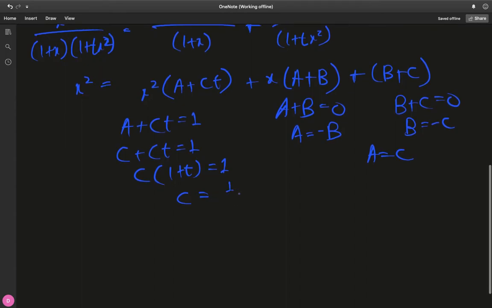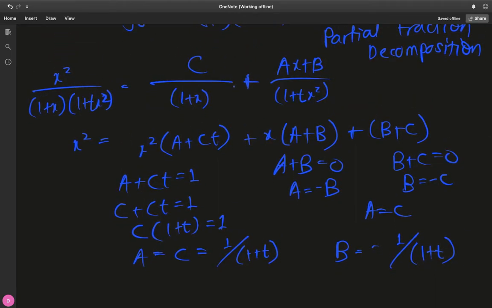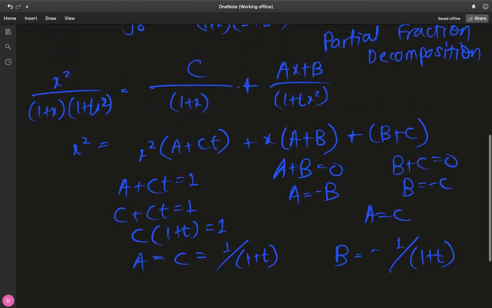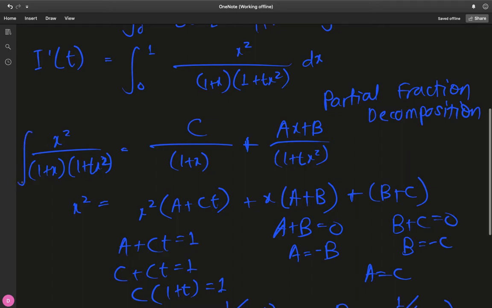So we have 1 over 1 plus t for c, and since a is also equal to c, a and c both equal 1 over 1 plus t, and b is just the negative of that, so negative 1 over 1 plus t. Fine, we found our numeric coefficients for this partial fraction decomposition. Now all that's left is integrating both sides from 0 to 1 with respect to x.